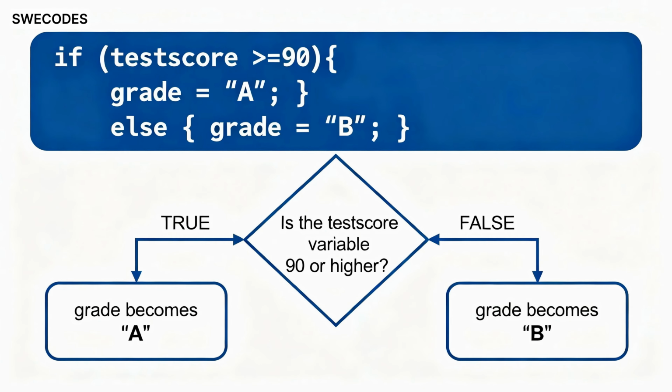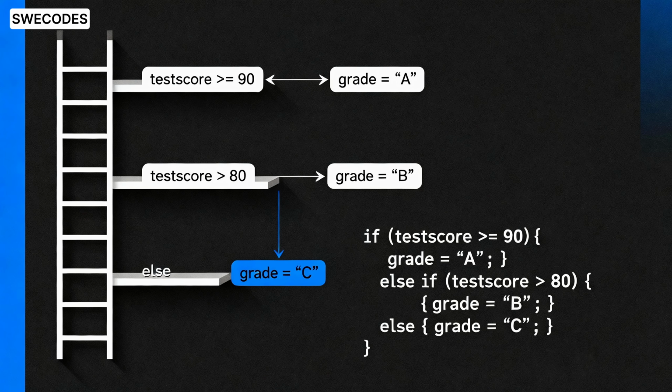But what about more complex choices? This is where we chain. This is not just running multiple if statements. This is a much cleaner, more efficient ladder of logic. If test score greater than or equal to 90, grade equals A. Else if test score greater than 80, grade equals B. Else grade equals C. Here is the critical takeaway.